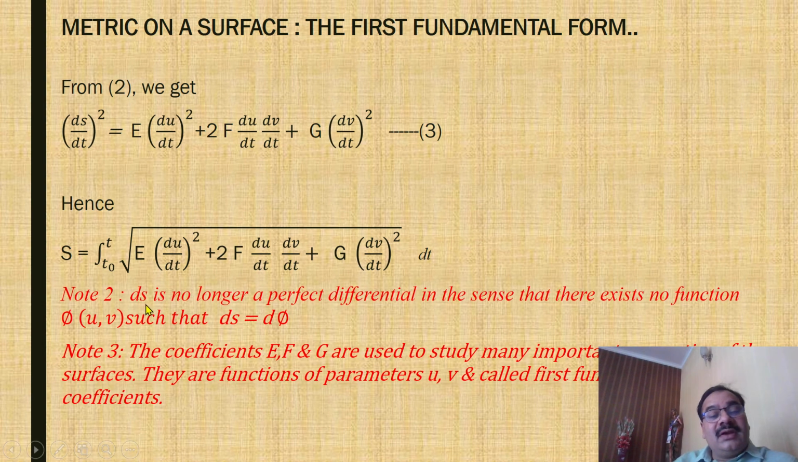Now, the second important point here is that ds is no longer a perfect differential, in the sense that there exists no function φ(u, v) such that ds = dφ. And the next point is that the coefficients E, F, and G are used to study many important properties of surfaces. They are functions of the parameters u and v, and are called the first fundamental coefficients.